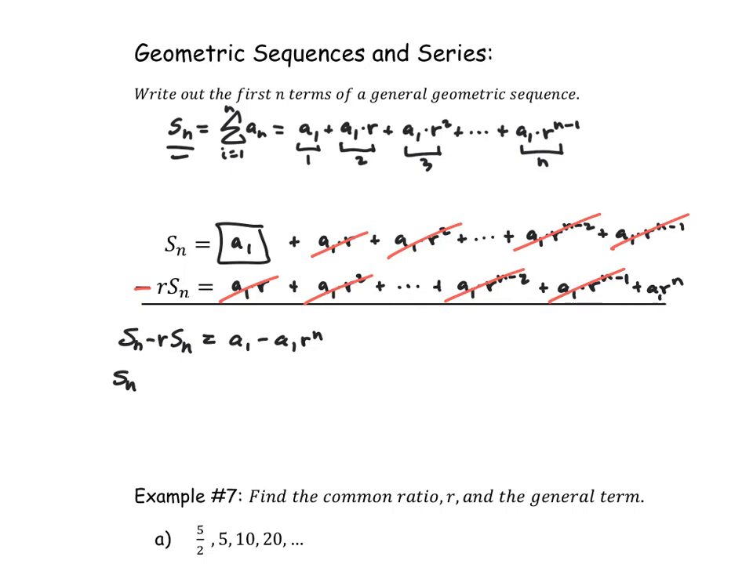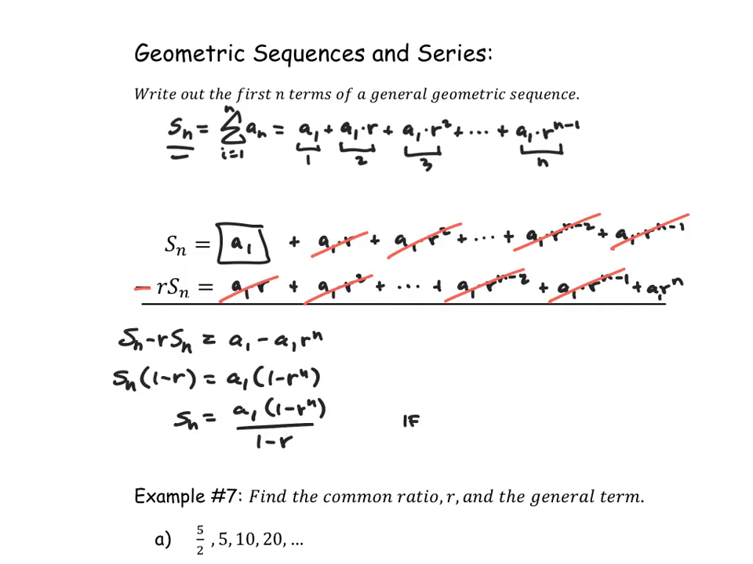I'm going to factor out an s sub n, which will be s sub n times 1 minus r, and I'm going to factor out an a sub 1, which will leave 1 minus r to the nth power. I divide both sides by 1 minus r, which gives me the general formula for finding the sum of the first n terms of a geometric series, where r is a common ratio, n is the number of terms, and a sub 1 is the first term.